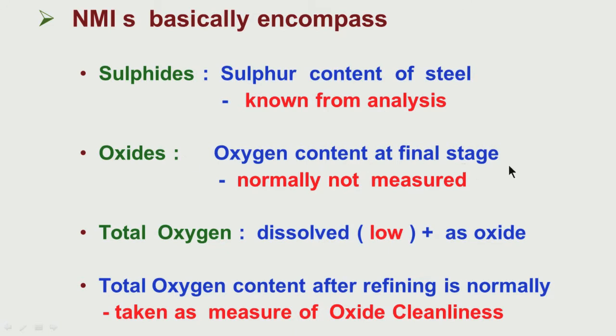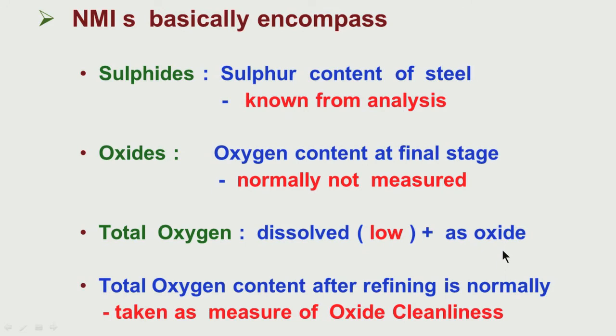They basically encompass sulfides coming from the sulfur of steel, and oxides coming from the oxygen content at the final stage. Normally, if it is beyond the solubility limit, there will be oxides. If the sulfur is beyond the solubility limit, there will be sulfides, precipitation, formation of sulfides and oxides. Now, I have also talked about the total oxygen in steel. Total oxygen has two components. One is the dissolved, another is the oxygen present as oxides.